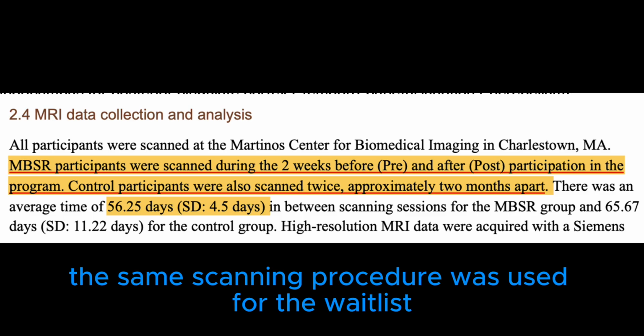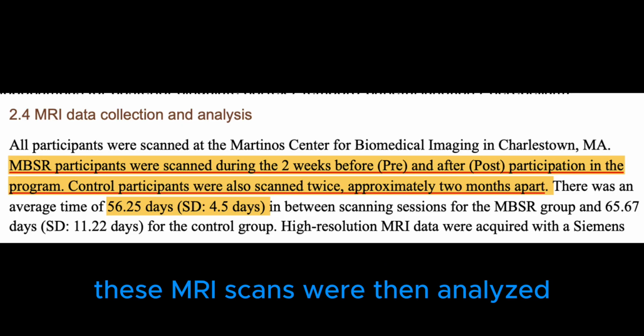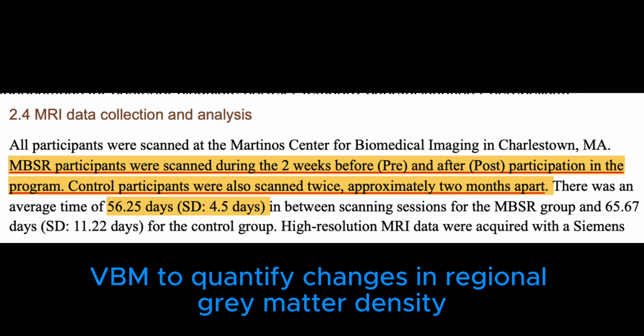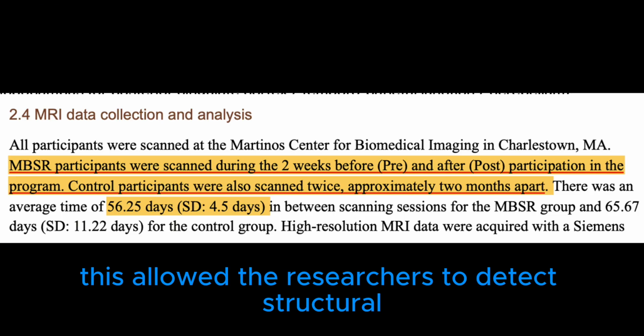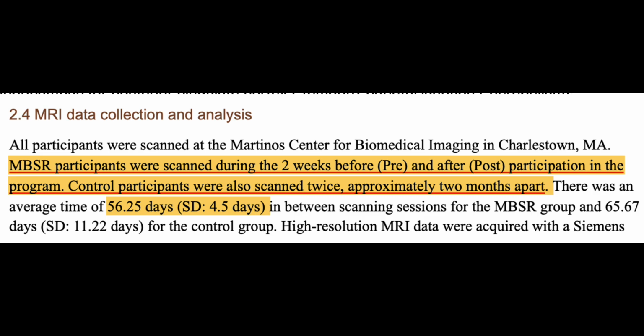The same scanning procedure was used for the waitlist control group approximately 2 months apart. These MRI scans were then analyzed using voxel-based morphometry (VBM) to quantify changes in regional gray matter density. This allowed the researchers to detect structural brain changes that occurred as a direct result of the mindfulness intervention.